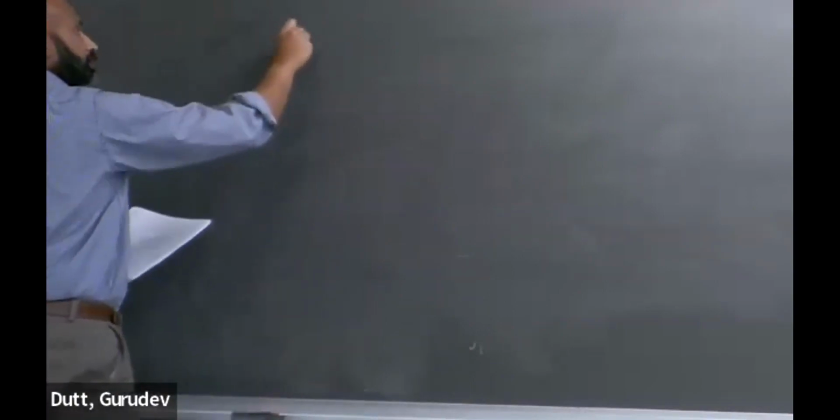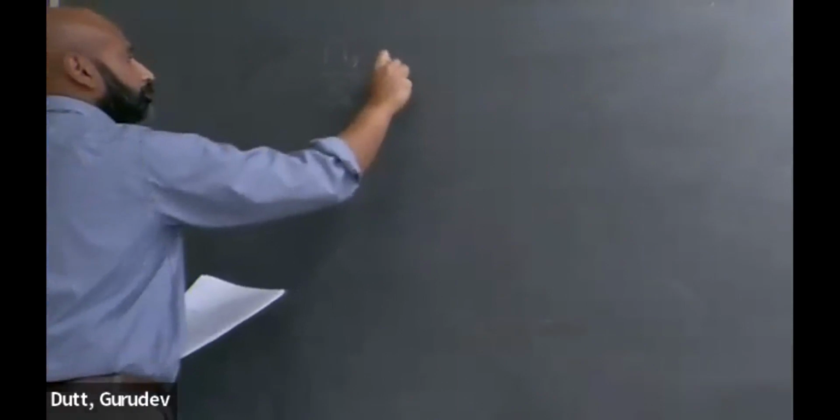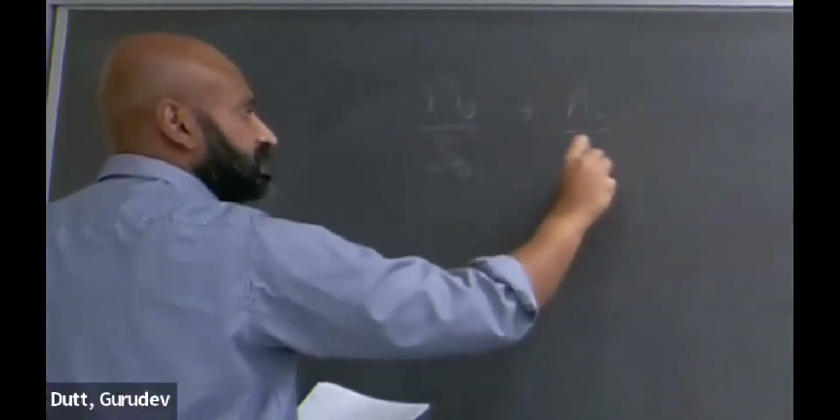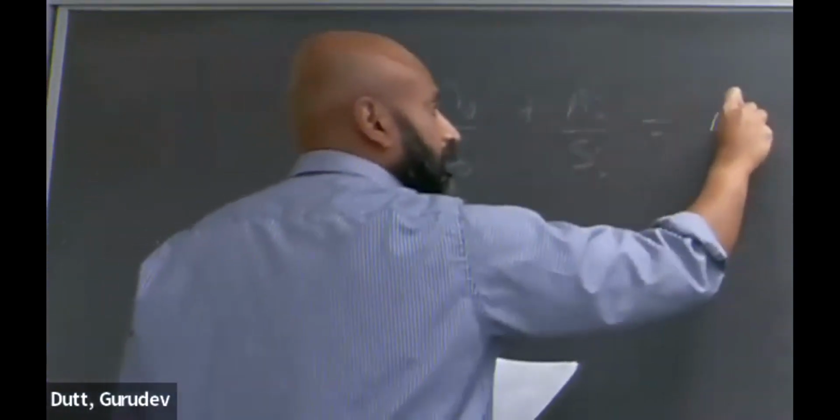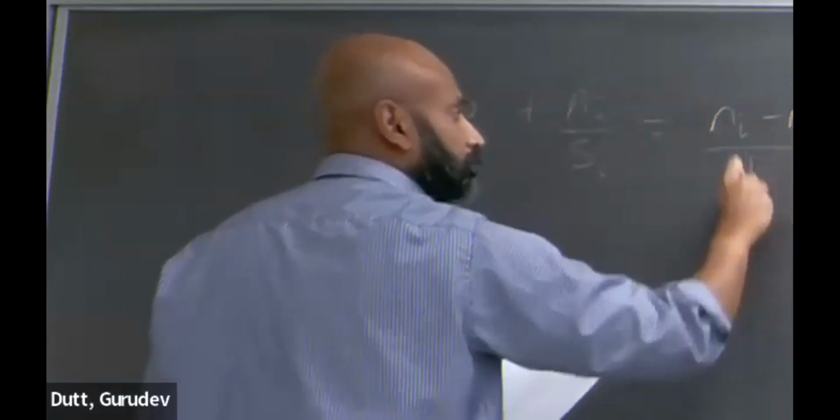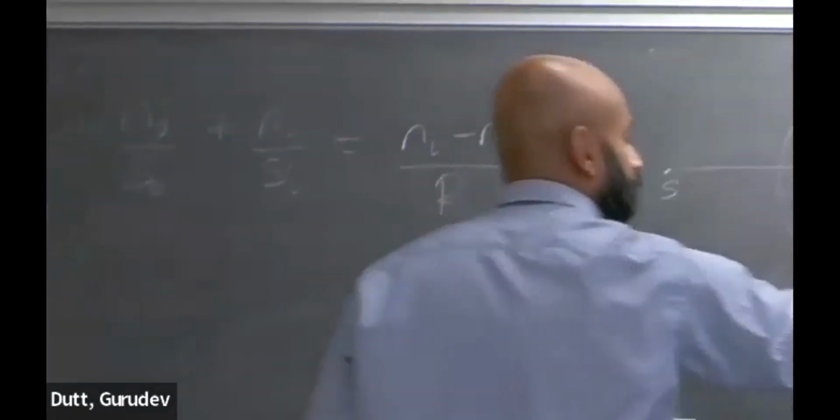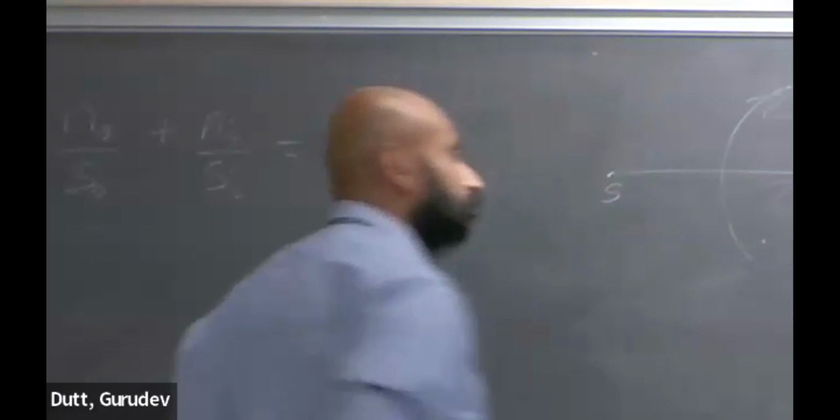So again, the spherical surface formula is NO over SO plus NI over SI equals (NI minus NO) divided by R. Okay, so remember again, the picture is there's the surface of some type, there's the object, here is the image.